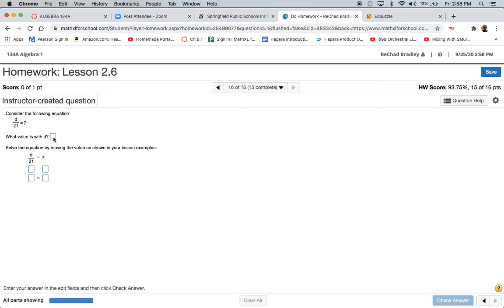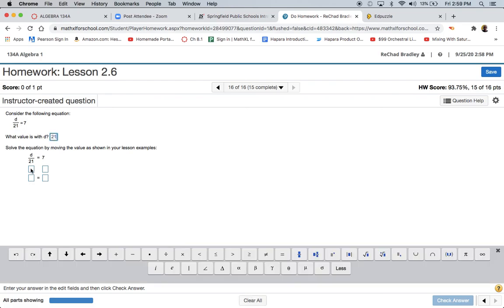Here, the value with D is 21. If I want to move this 21, because D is divided by 21, I must multiply. The 21s go away, leaving just D, and 21 times 7, I believe, is 147.